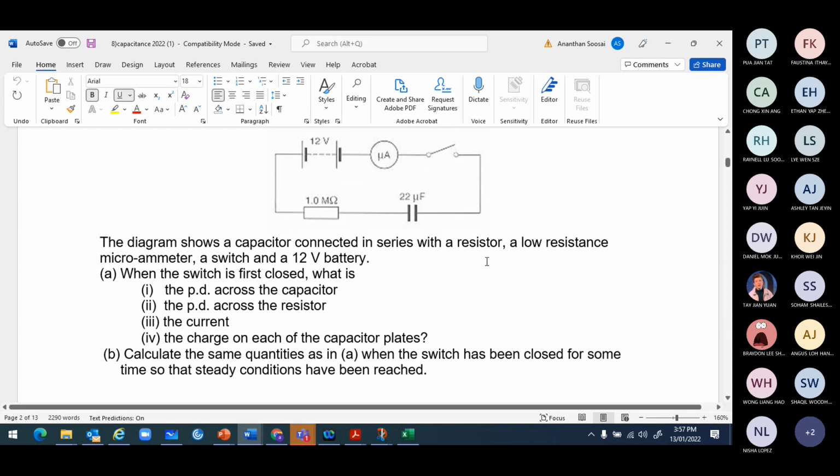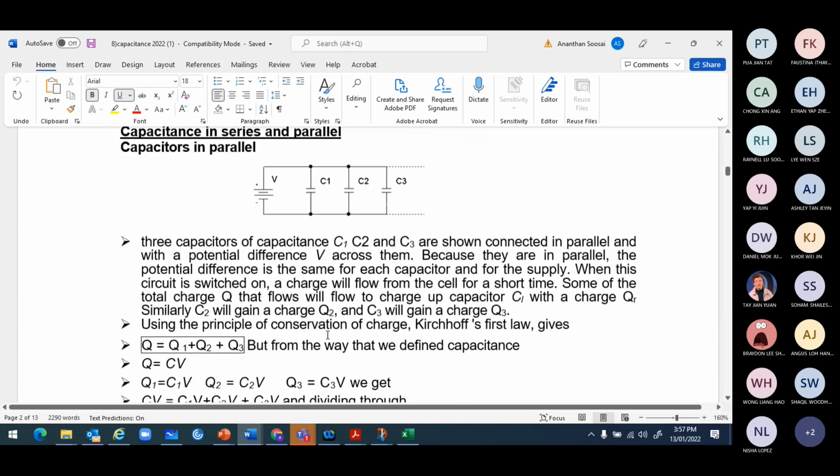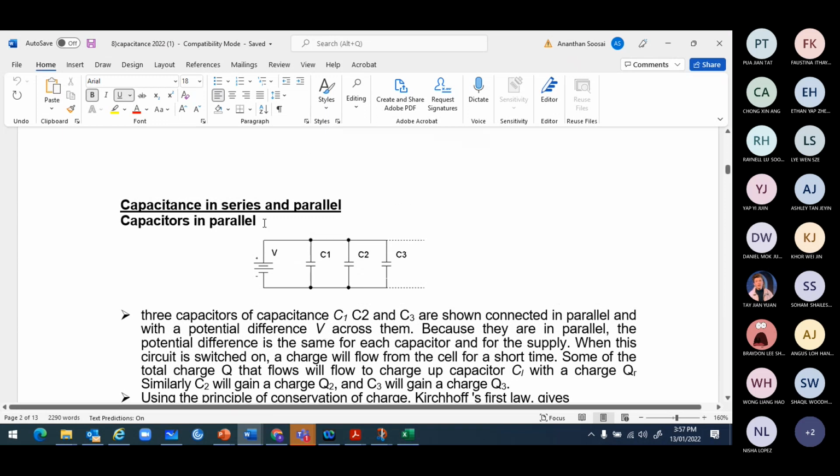So that's all. Next class, we will continue talking about capacitors connected in series and parallel. Like resistors in series, resistors in parallel, the same thing would happen for capacitors. Series and parallel connection.